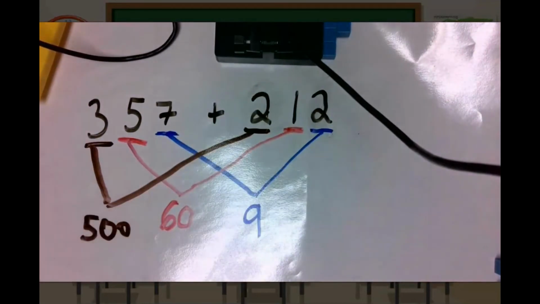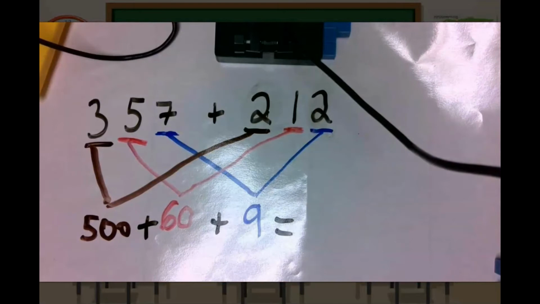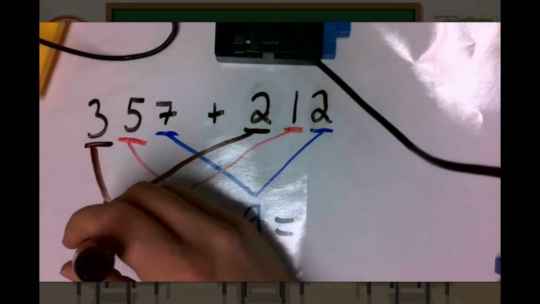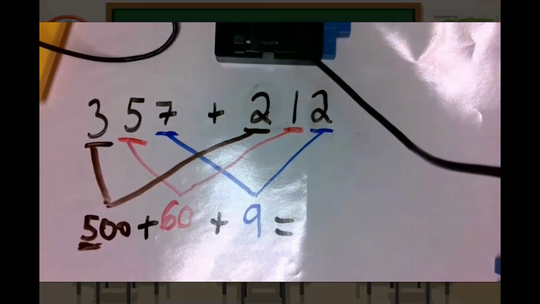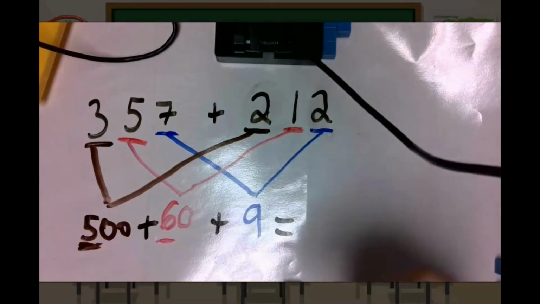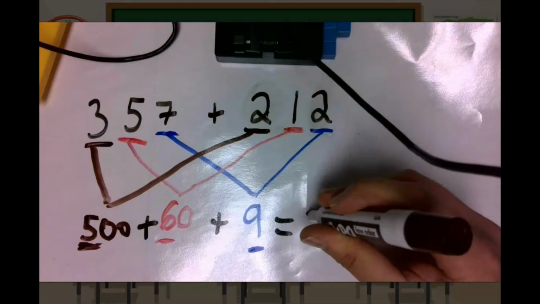And now we're ready to add it all up together. 500 plus 60 plus 9. Really, we're just adding all these numbers together, and it's going to come together, because there's our hundreds, here's our tens, and here's our ones. So we're really just going to write all those numbers for right now.